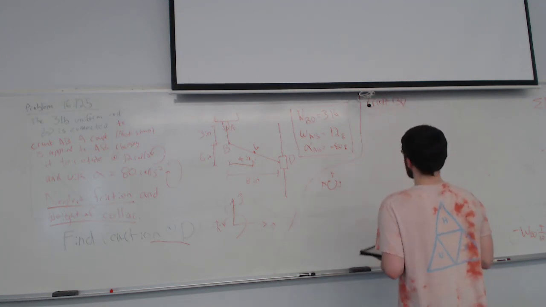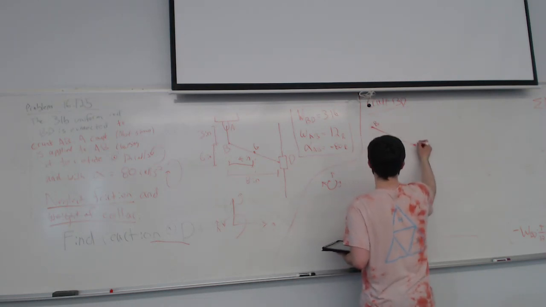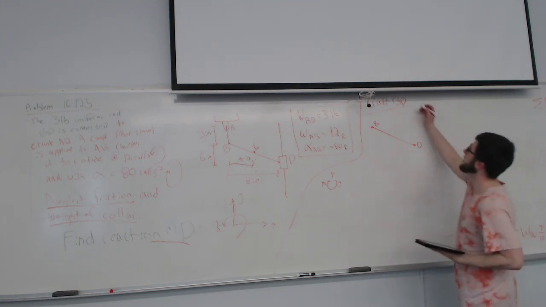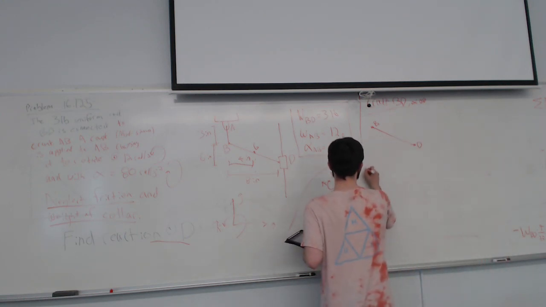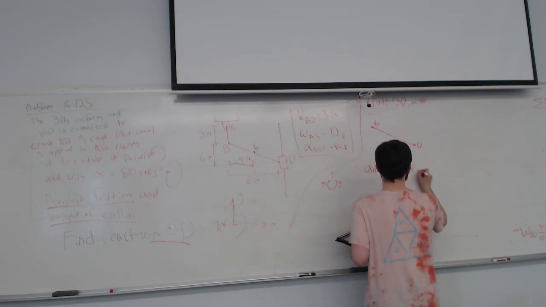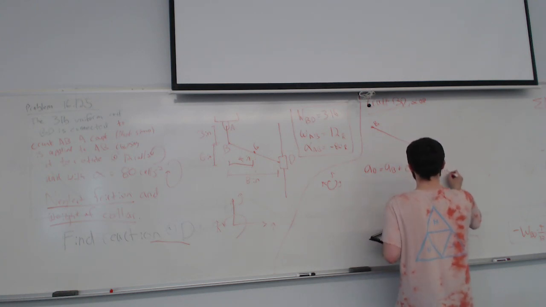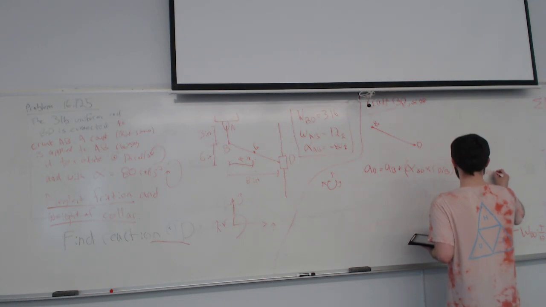Now looking at crank BD. Now we know a lot about B, that is, we know its velocity and its acceleration. So we're going to use that information to find the angular acceleration of the rod entirely. So, base equation: acceleration of D equals the acceleration of B plus alpha BD crossed with R, D with respect to B, minus omega BD squared times R, D with respect to B.